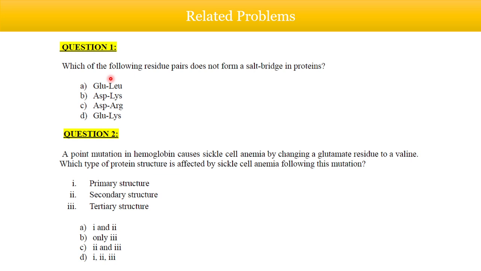So the primary is affected, the secondary is affected, and ultimately when the secondary structure gets affected, the motif gets disrupted or the domain gets perturbed, and that is the reason the tertiary structure is also hampered. So 1, 2, and 3 all are affected. The primary, secondary, and tertiary, all three will get affected whenever there is a mutation happening. So option D is correct over here.